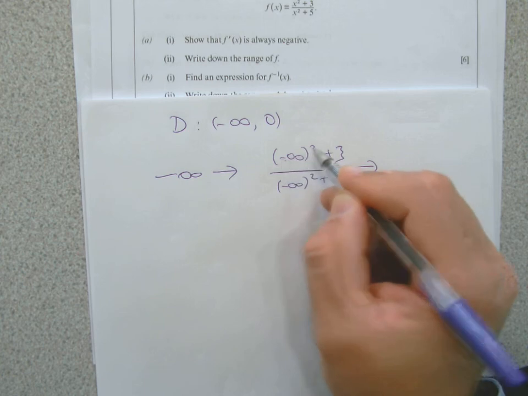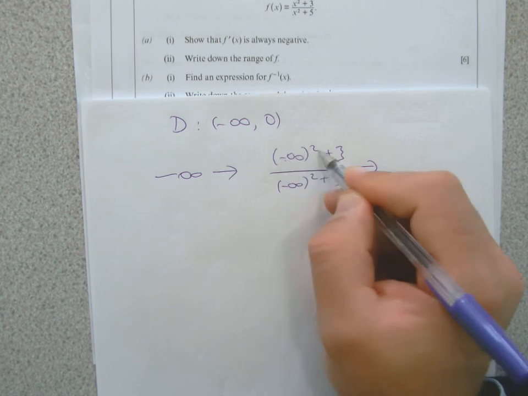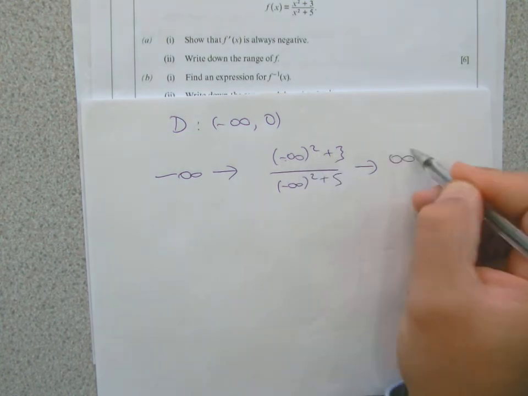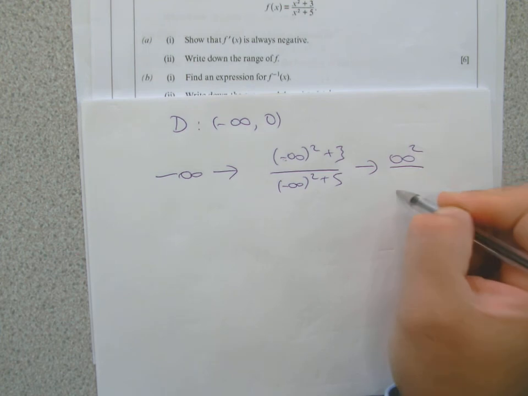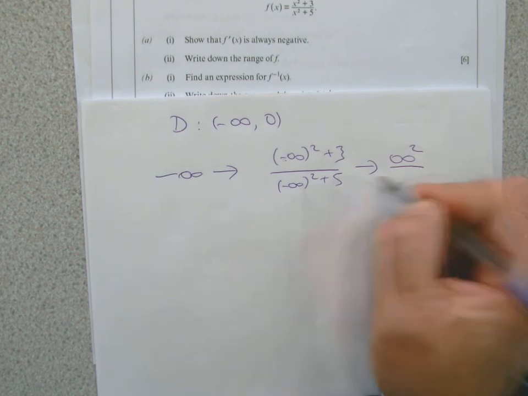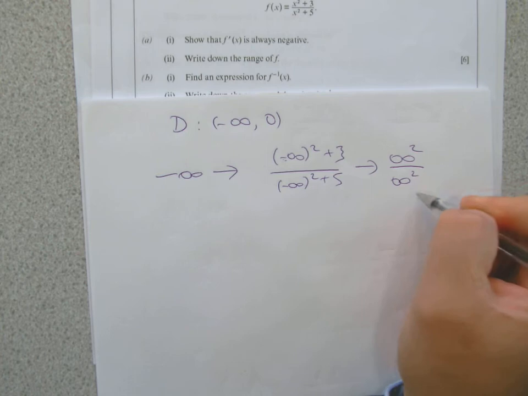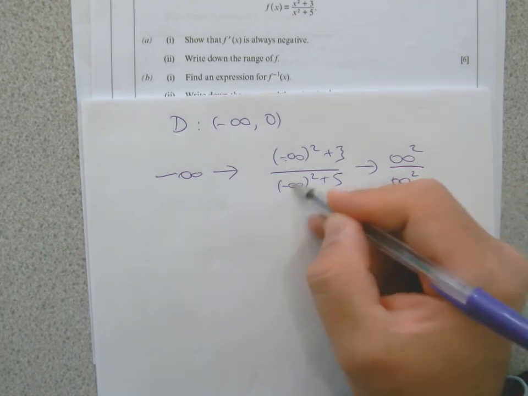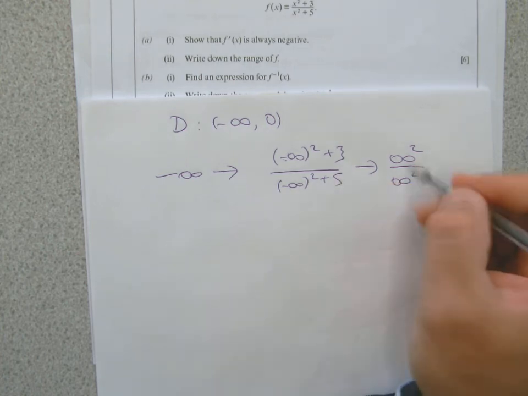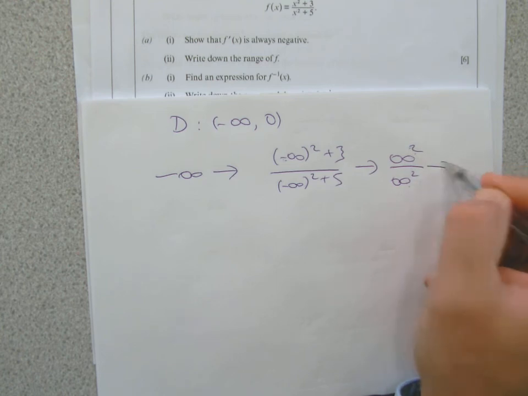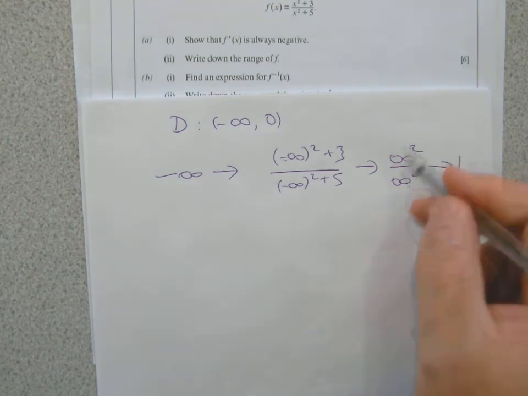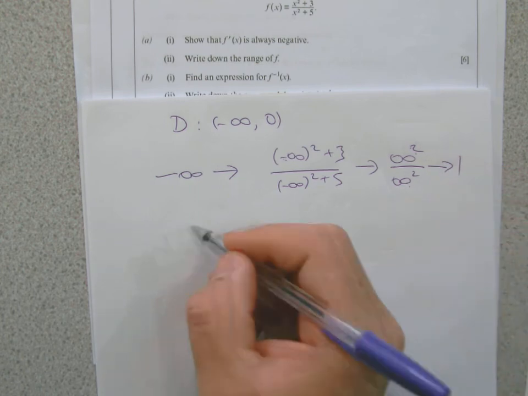Because the minuses will disappear when you square it. Plus 3 doesn't make any difference. You get infinity squared, basically. Infinity squared here on the bottom as well. Minus goes, plus 5 doesn't make any difference. And notice what you got there, you've got the same things, haven't you? Infinity squared divided by infinity squared, so that actually will lead to be 1, because it's the same thing on the top divided by the same thing on the bottom.